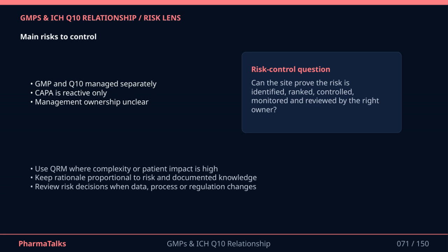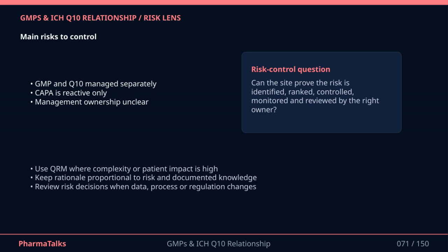The key question we need to ask is whether the site can demonstrate that risks are properly identified, ranked by severity, controlled effectively, monitored continuously, and reviewed regularly by the correct responsible party. To manage this well, it's important to apply quality risk management, or QRM, particularly when dealing with complex processes or those that have a significant impact on patient safety. The level of effort and documentation should be proportional to the risk involved, ensuring rationale is clear and evidence-based.